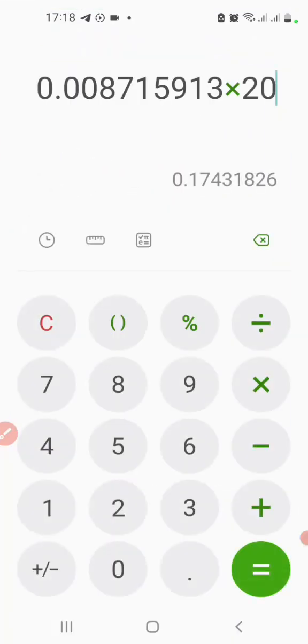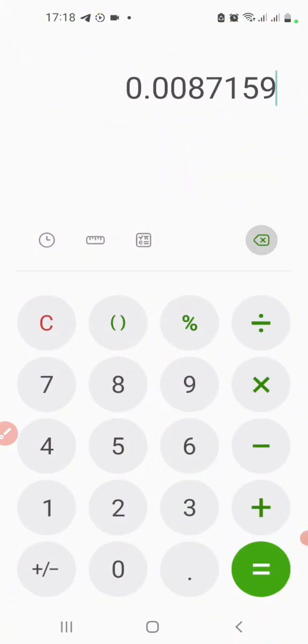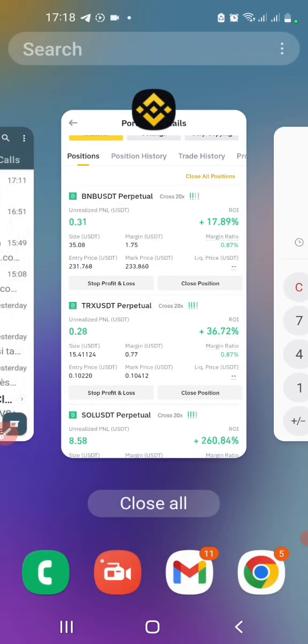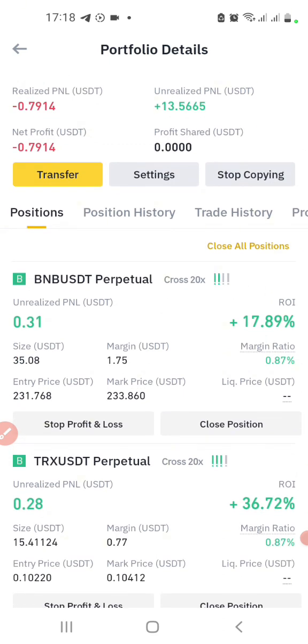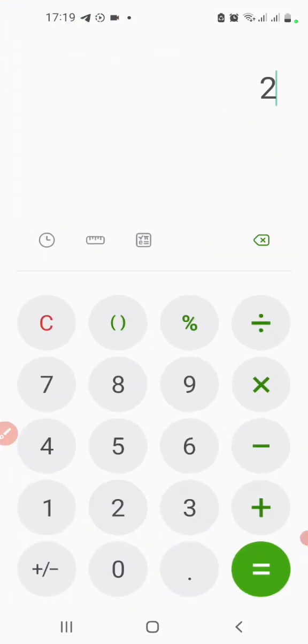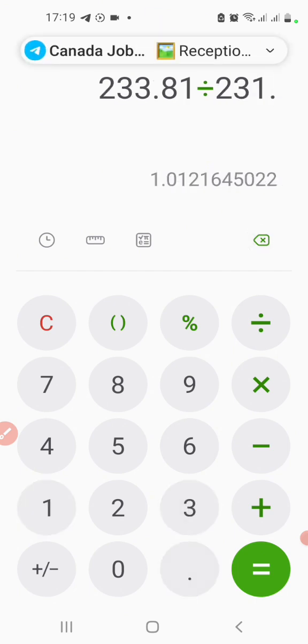So here we take the calculator. Let's look at the first one, the BNB. We have 233.86 and 231.76, giving us 17.38%, right? So 233.81 over 231.76.